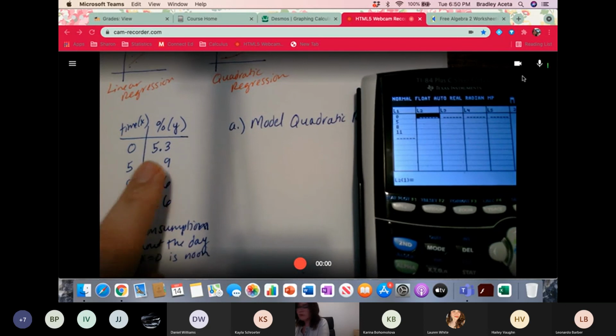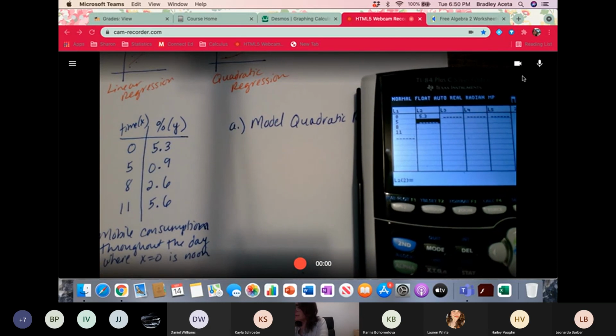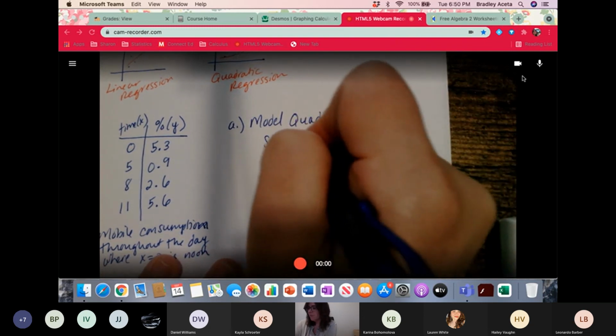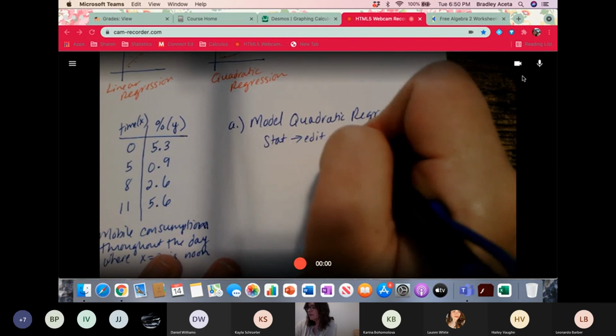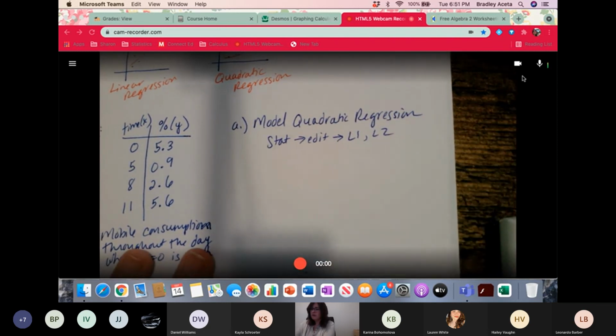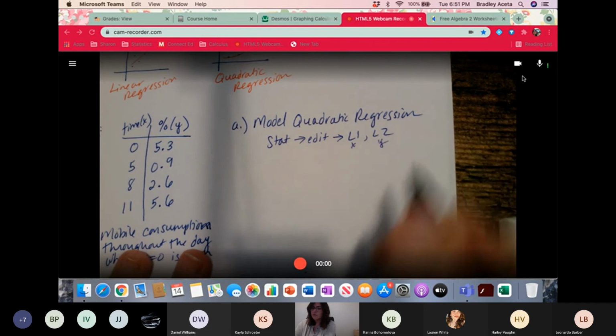And in L2, I'm going to put my Y's. 5.3, 0.9, 2.6, and 5.6. Okay? So let me write that step real quick. You go to stat, edit, and input your L1 and L2. Make your L1 your X, your L2 your Y.